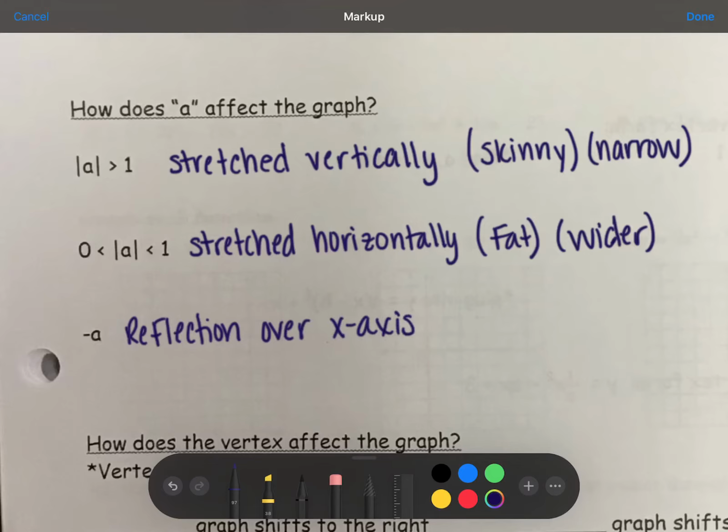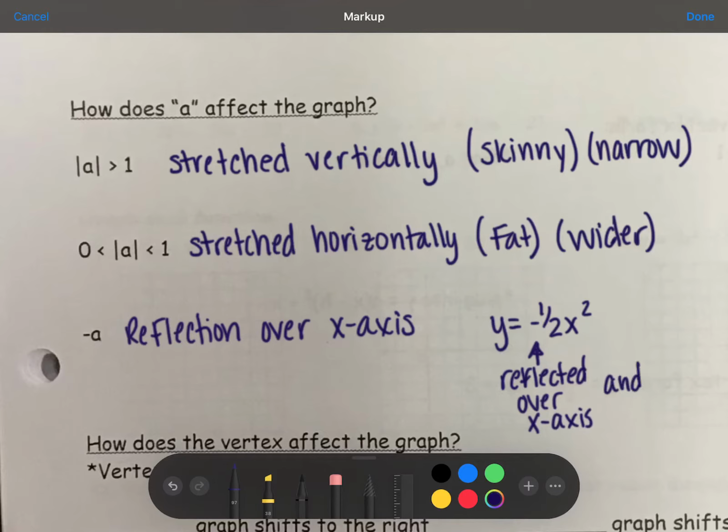So there may be multiple things you can talk about with your a. If I have an equation like y equals negative 1/2 x squared, this is a reflection because it's negative, so it's going to be reflected over the x. And because of that 1/2, remember 1/2 is between 0 and 1, so that's going to make my graph wider, or you can say stretched horizontally.